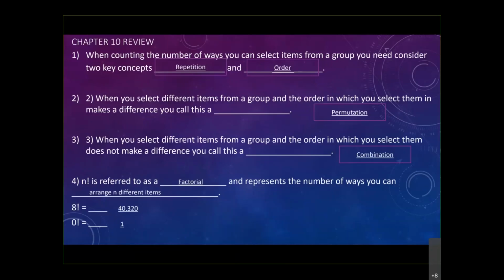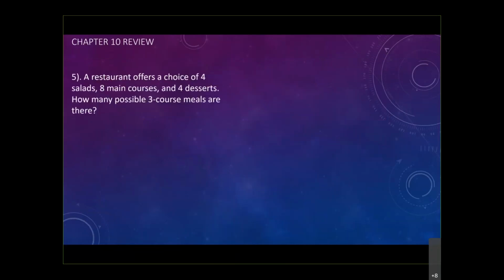So let's take a look at the problem here. Let's take a look at number 5. The first 4 were just a review of the terminology. Number 5 asks: a restaurant offers a choice of 4 salads, 8 main courses, and 4 desserts. How many possible 3-course meals are there? So how many ways can we order a 3-course meal at this restaurant?